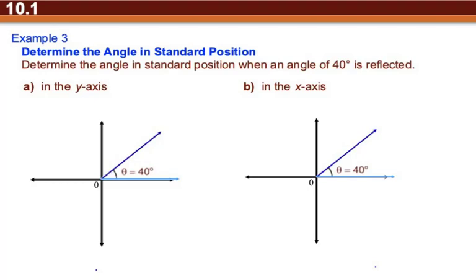So in this example, we're being asked to find an angle in standard position when a certain angle is reflected. So we've been given in A an angle of 40 degrees. The reflection is in the y-axis, meaning that the y-axis acts as a mirror. To reflect it, we reflect the terminal side, which would be looking like this. The initial side remains the same.